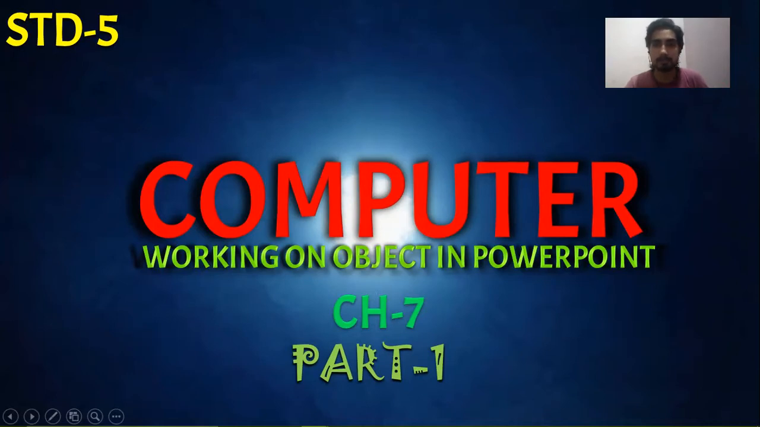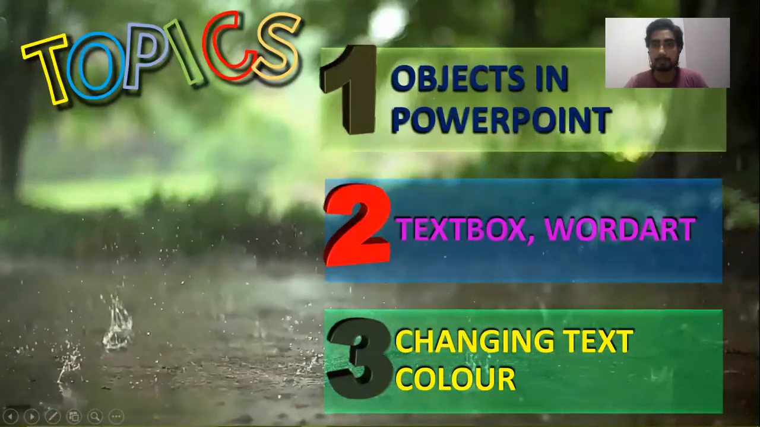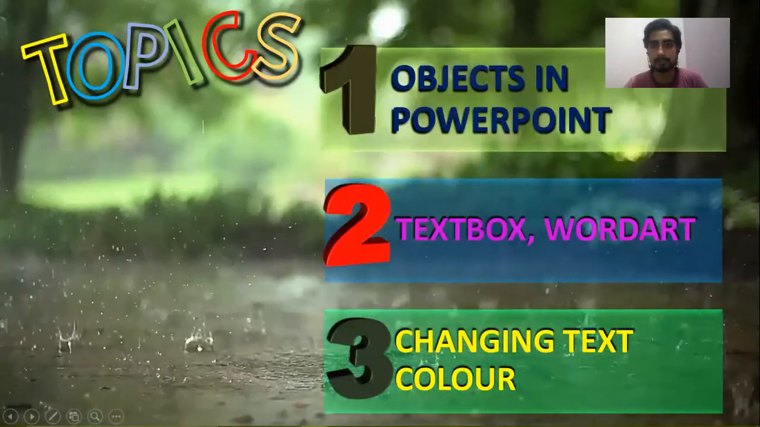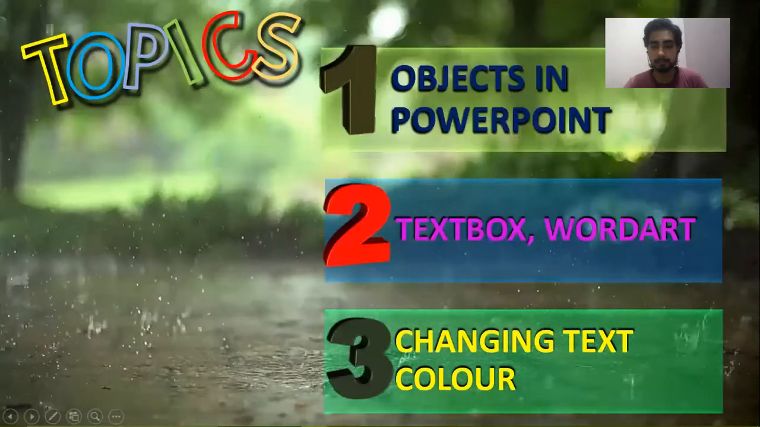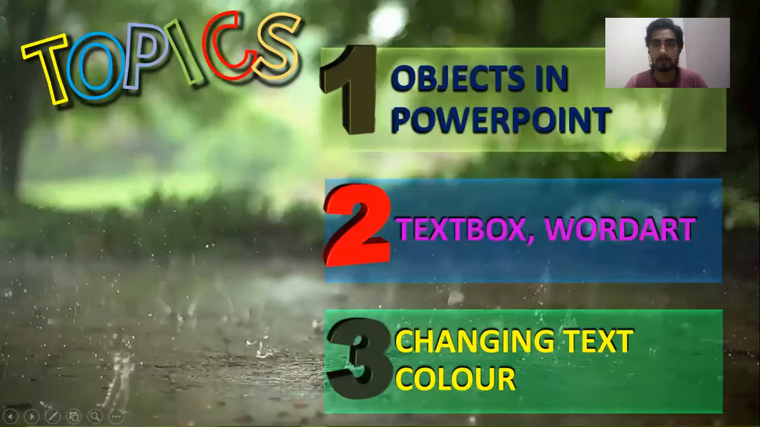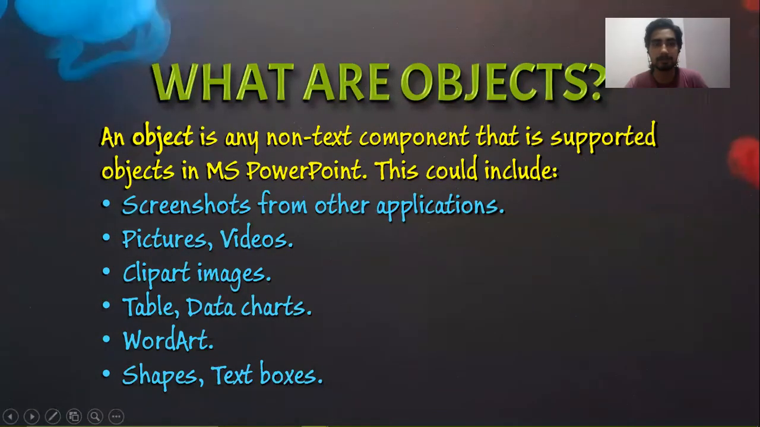So let's start the class and see what are the topics which we are going to discuss today. So the first topic is objects in PowerPoint, second is text box, word art, and third is changing text color. So let's start with object, that what is object. So let's revise that definition.